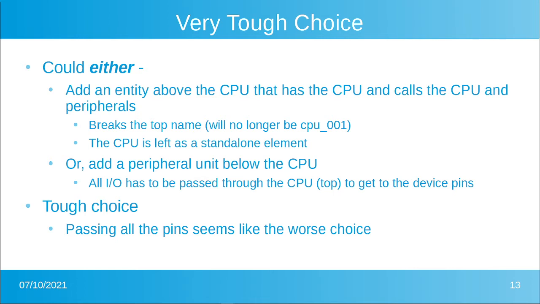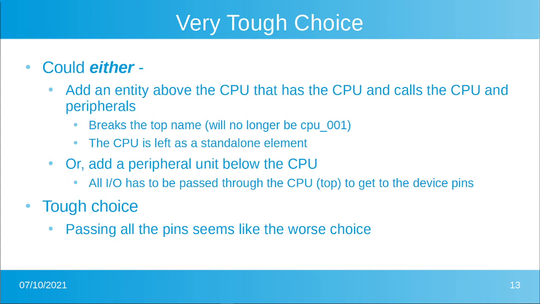The other possibility is to add the peripheral unit below the CPU, but then porting this to other applications and other FPGA cards would just be that much more complicated. It's much easier to change things at the top, leave the CPU in place, and drop it. If you want to clone it for another card, just clone the whole project and change that top file to change the peripherals around to support what you actually have. So I made the really tough choice to break the name. The top is no longer CPU underscore 001. It's now called CPU in uppercase top.